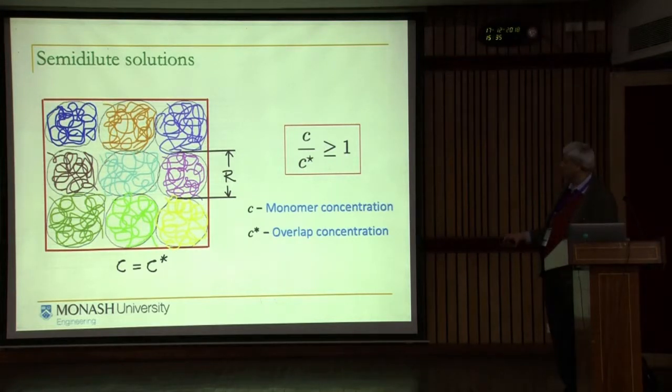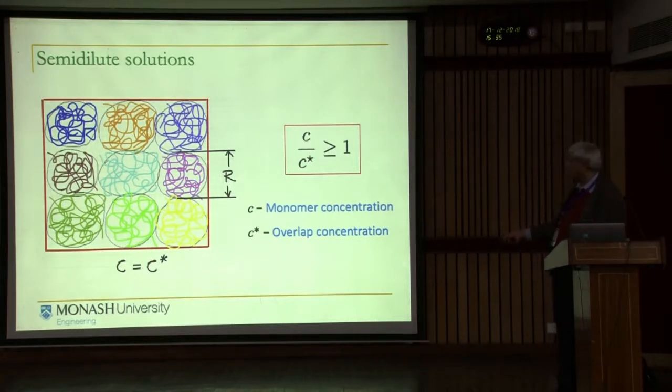So it's generally understood that in polymer solutions, you have the dilute and concentrated limit, but there's also a very important intermediate regime called the semi-dilute regime, because even though your monomer concentration is small, you can have polymers interacting with each other because they're extended objects.